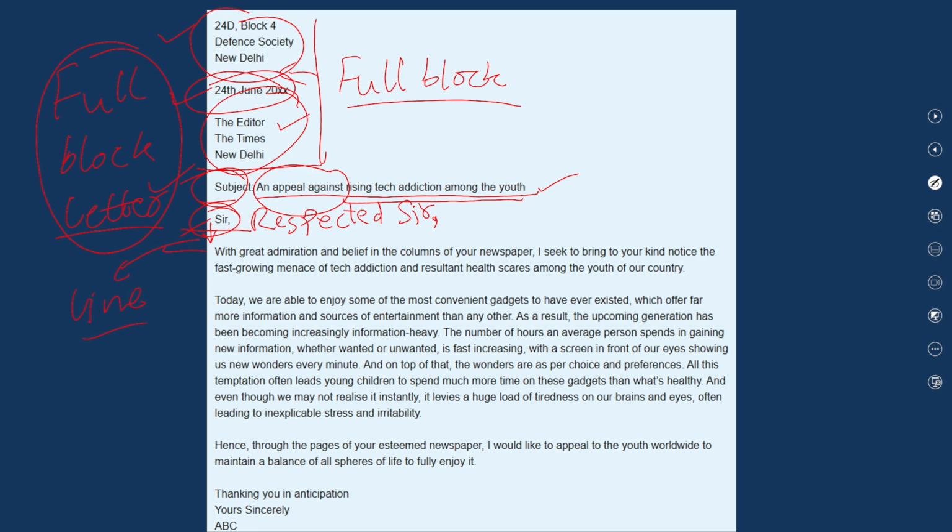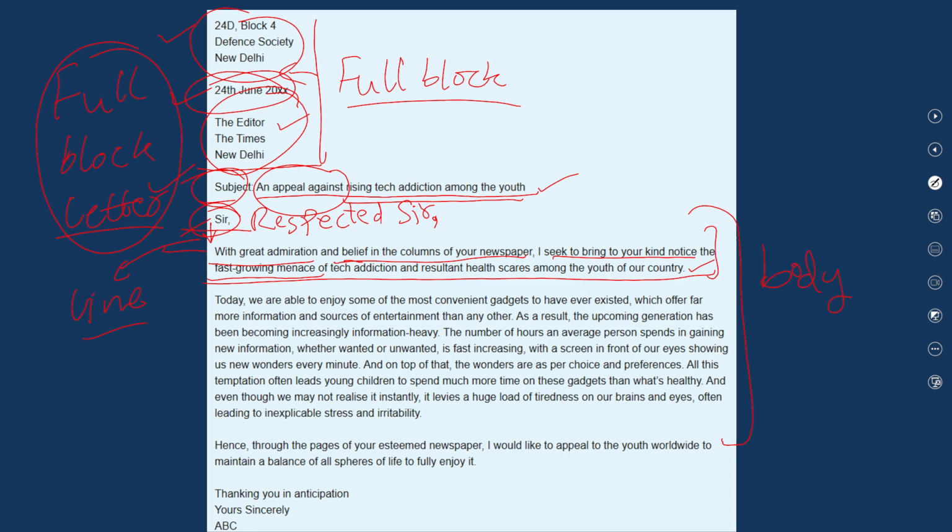Now, we have reached the body of the letter. This is the body containing different paragraphs. The first paragraph always addresses the basic reason for writing. With great admiration and belief in the columns of your newspaper, I seek to bring to your kind notice the fast-growing menace of tech addiction and resultant health scares among the youth of our country. So, this is why you're writing.